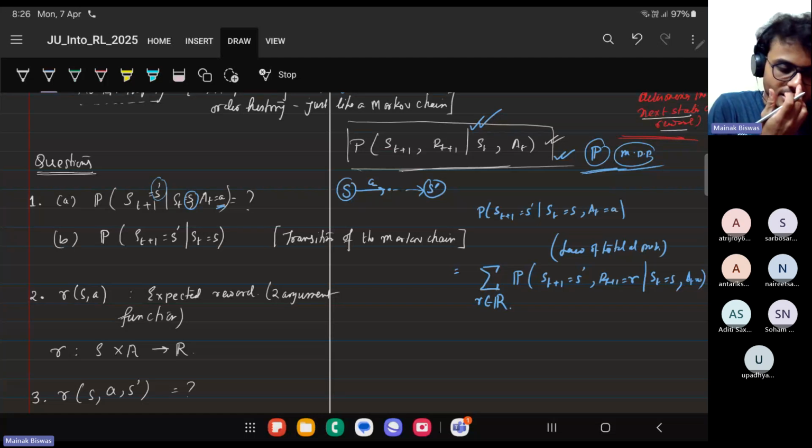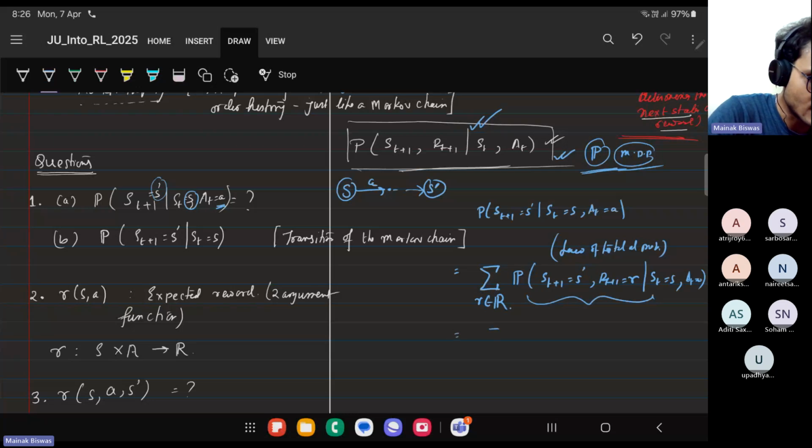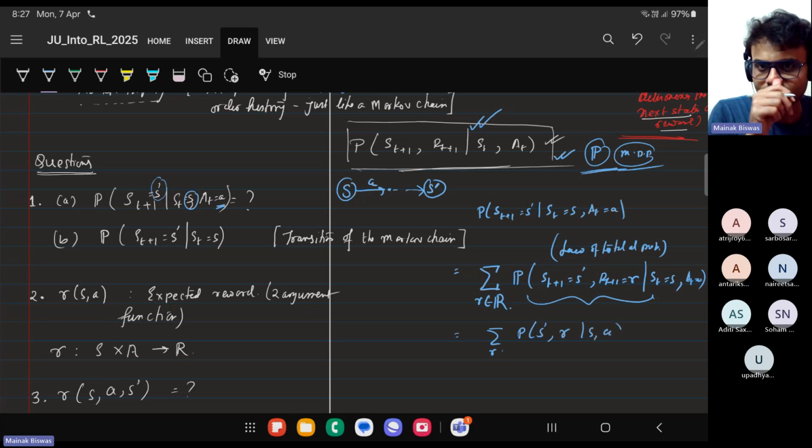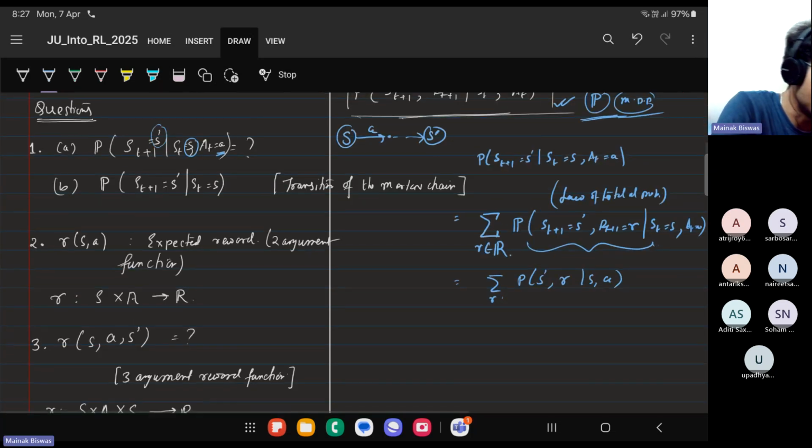Okay. As a shorthand, I'll write this as R, and I'll write this as p(s', r | s, a). I will not write S_{t+1} and S_t every time, just to save some time and energy. Okay, so this is the first question we solved.